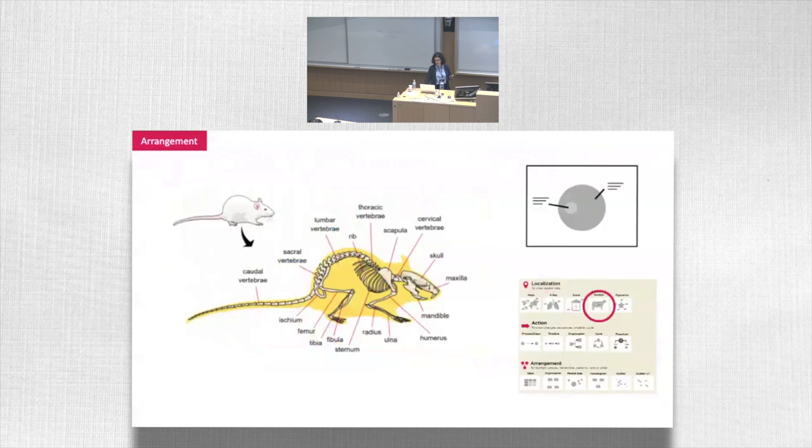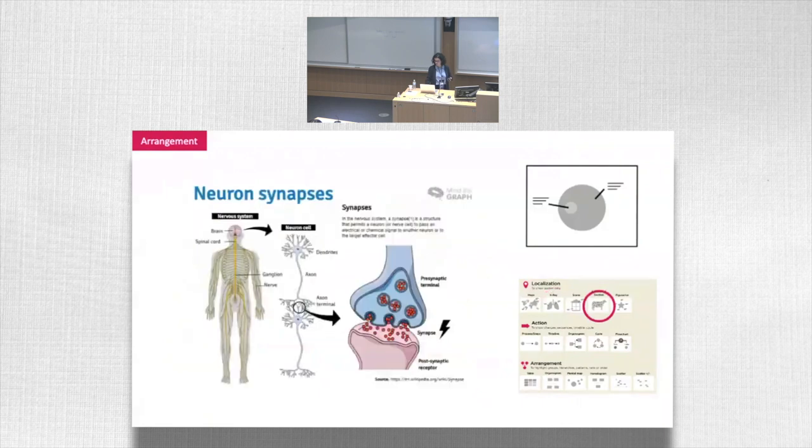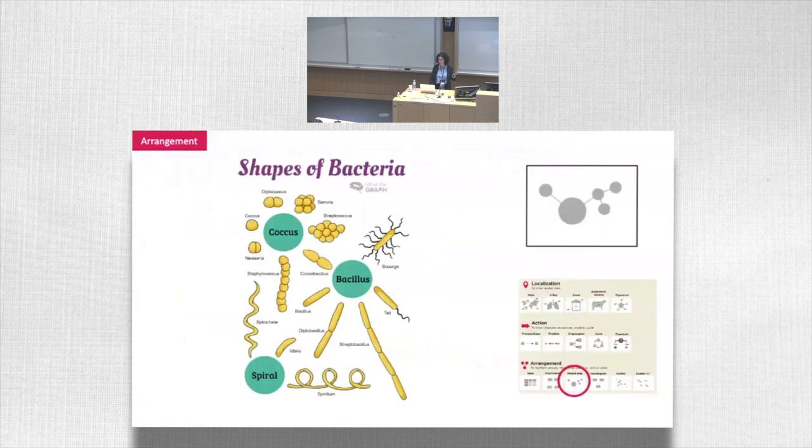And this is another example of point. The bones of the rat are the first thing you see. So this is the same example, and this is an example of arrangement. Here, you can see the connection between the bacteria, but you can also see the difference between them. You can see there are three groups of bacteria in this graphical abstract. It's beautiful and clear to understand.